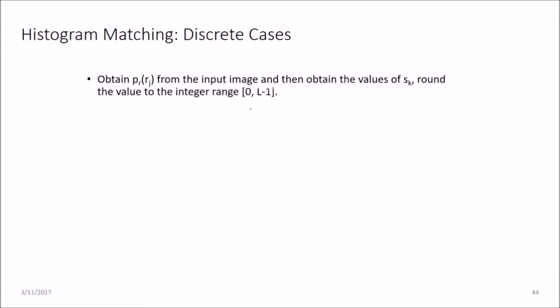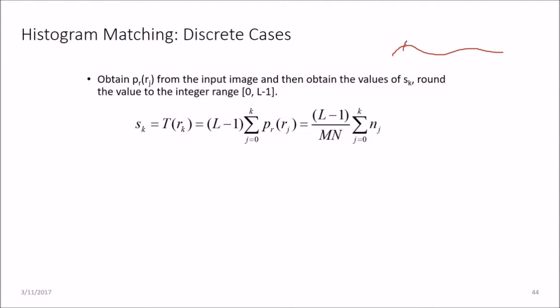What about the discrete cases? Discrete case means it is not continuous. We are taking some discrete cases. For that we cannot use integration. We use sigma, that is discrete value addition. So we obtain PR(rj) for the input image and then obtain the value of Sk.